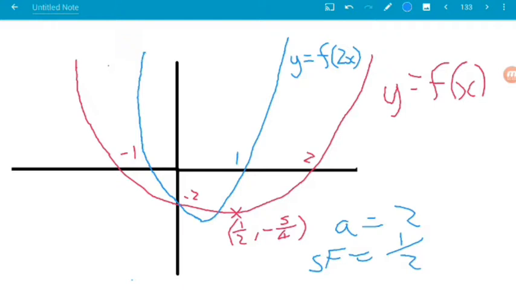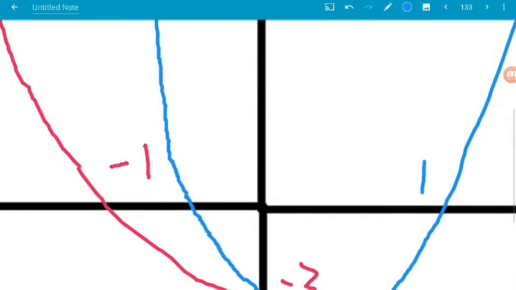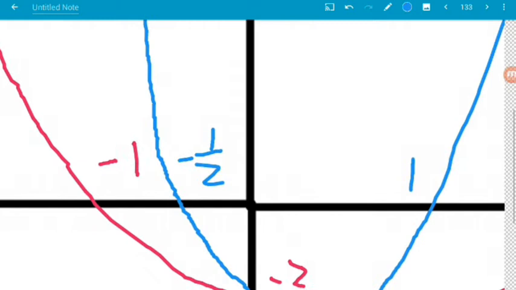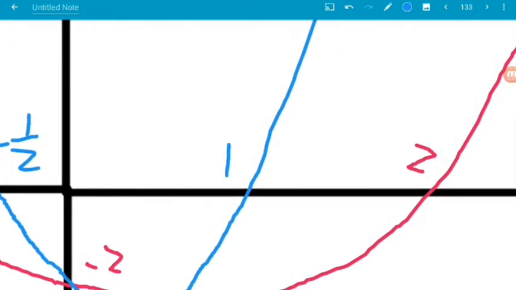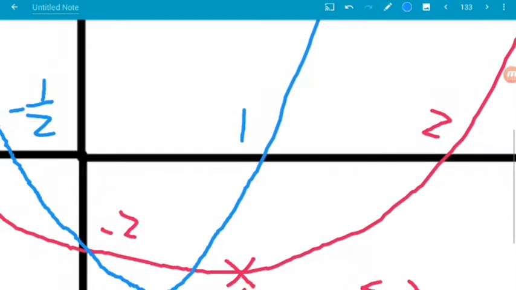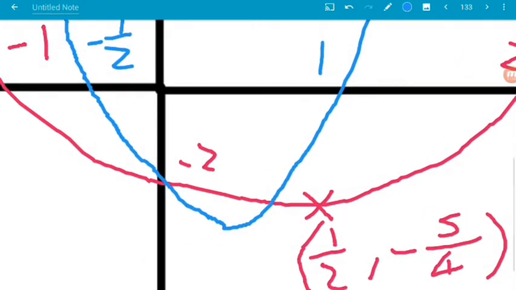I've already sketched it, but let's put the coordinates in. The x-intercept on the left, -1, is going to become -1 times 1/2, which is -1/2. The intercept on the right is going to become 2 times 1/2, which is 1, which for some reason is already there. The y-intercept stays exactly the same, so it's still -2. Y values do not change when you're transforming along the x-axis.